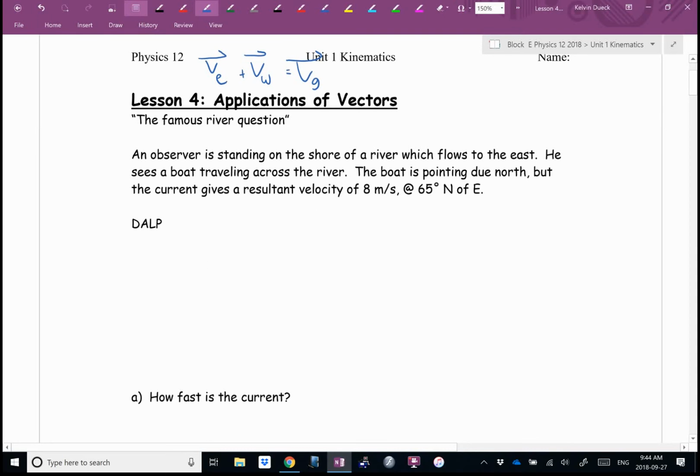It says this. An observer is standing on the shore of a river which flows to the east. I see compass directions. I'm going to do that because now I feel better. I've written something down. He sees a boat traveling across the river. The boat is pointing due north, but the current gives a resultant velocity of 8 meters per second, 65 degrees north of east. What does DOLP stand for? Okay. Here's my river.